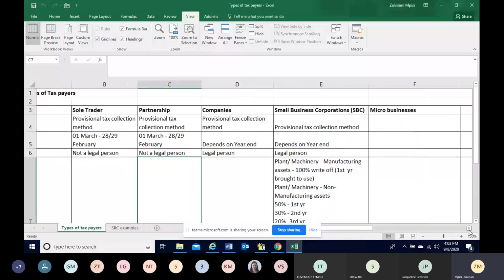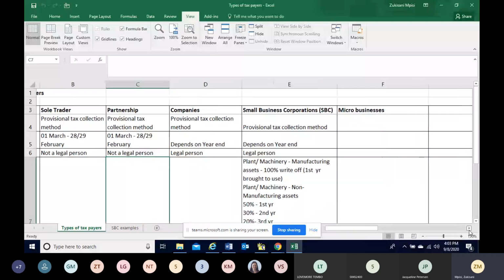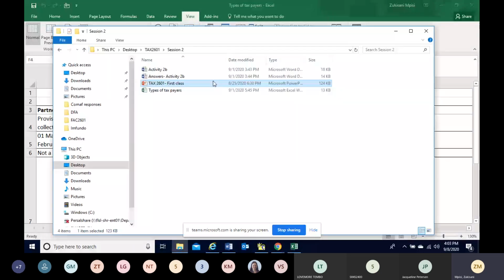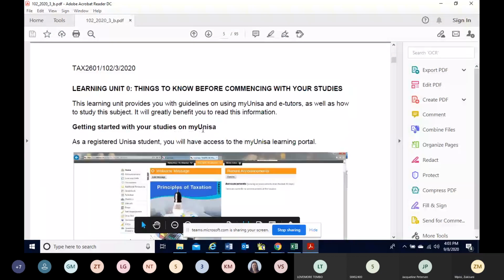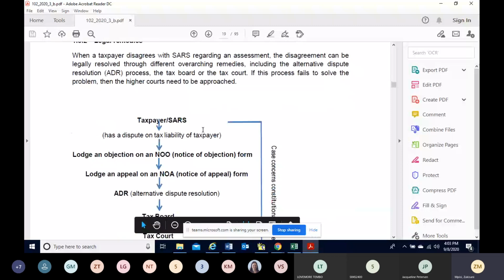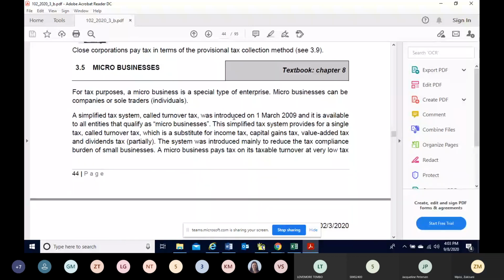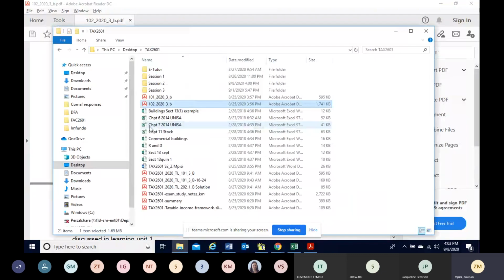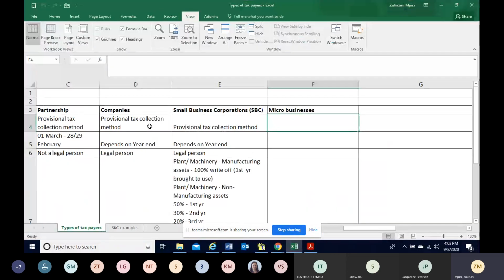Today we are moving on and we are going to micro businesses. So remember what I said? I said we are working two ways together. Just want to get to page 44. So we're starting today on page 44 of your study guide, which covers micro businesses. So that's where we are starting today, on micro businesses.